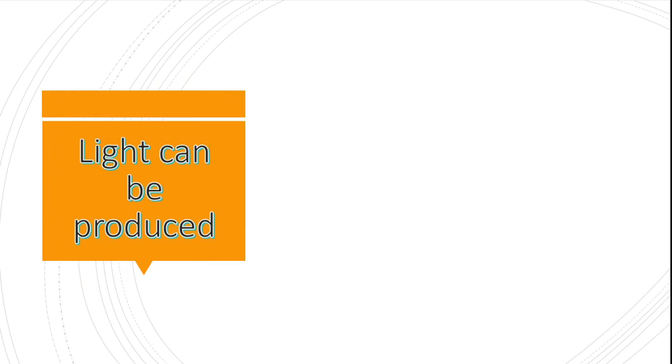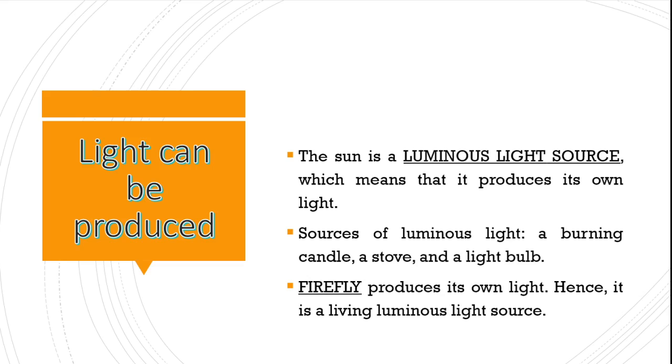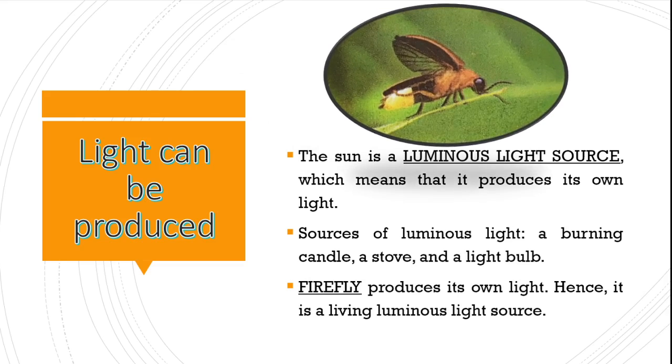Third characteristic of light is that it can be produced. The sun is a luminous light source, which means that it produces its own light. Examples of luminous light sources are a burning candle, a stove, and a light bulb. A firefly produces its own light, hence it is a living luminous light source.